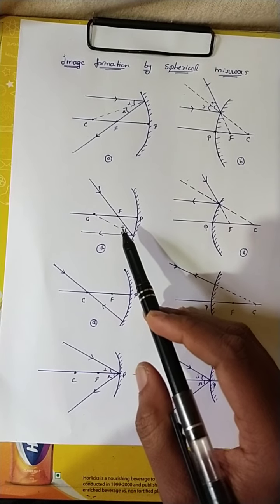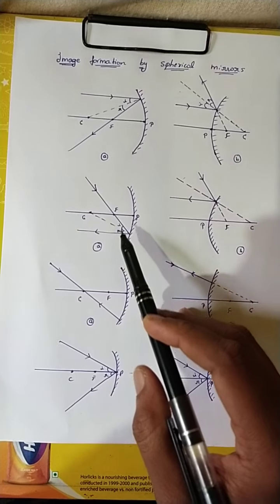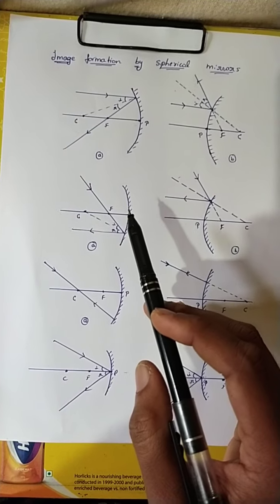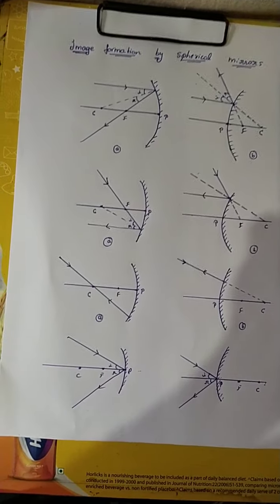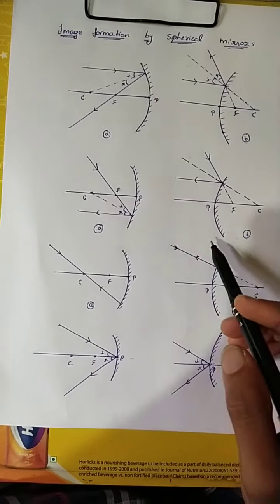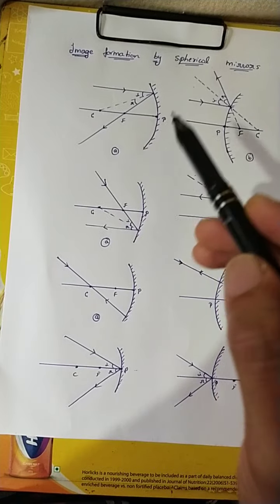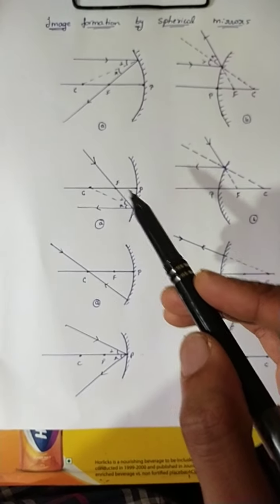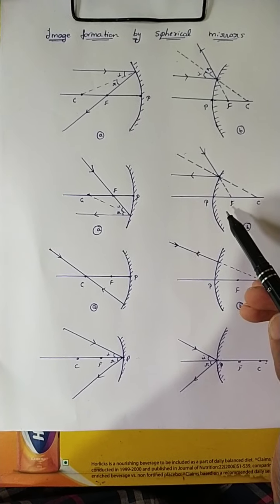That incident ray passes through the principal focus and falls on the reflecting surface, and it is reflected in the same medium with a different direction, but that reflected ray is parallel to the principal axis. In the previous diagram, the incident ray is parallel to the principal axis. In the second diagram, the reflected ray is parallel to the principal axis. Then come to diagram B.